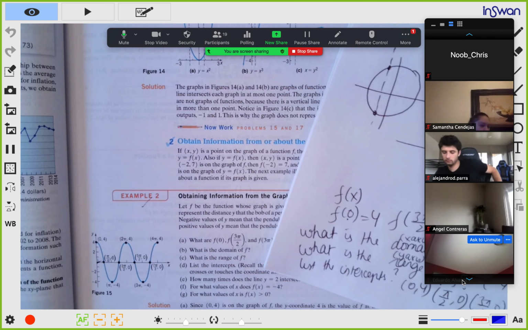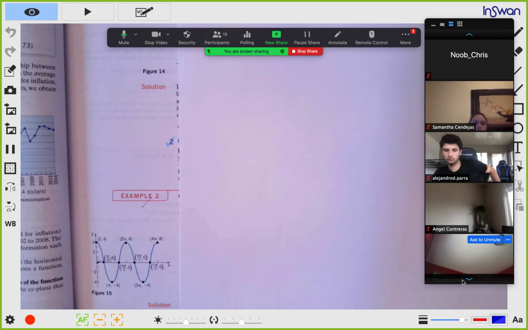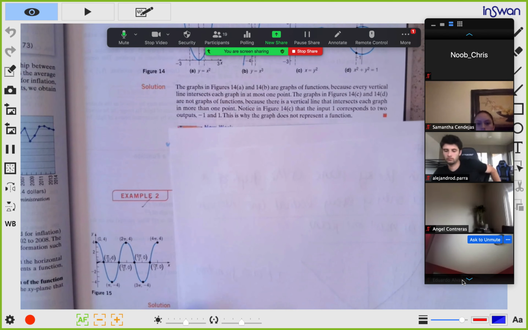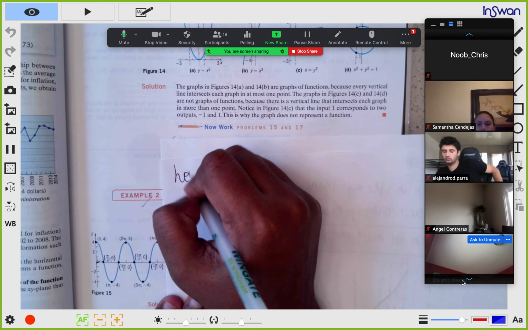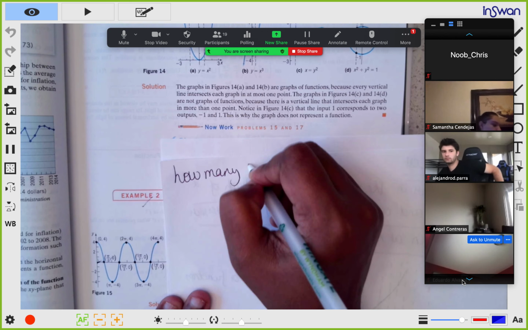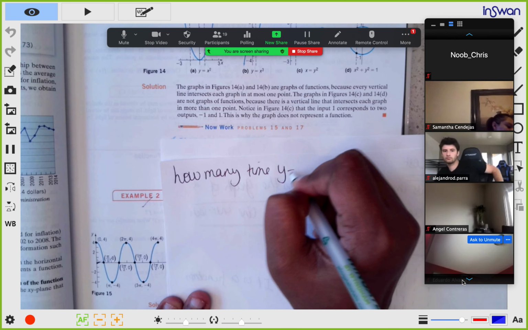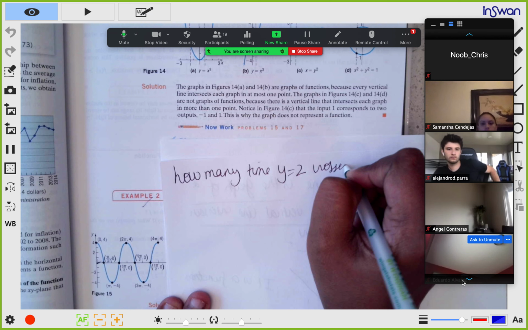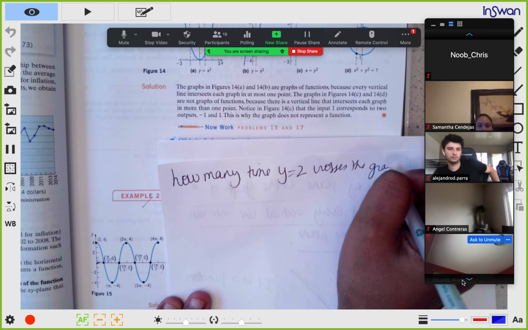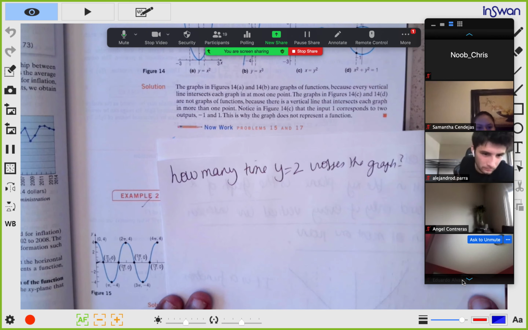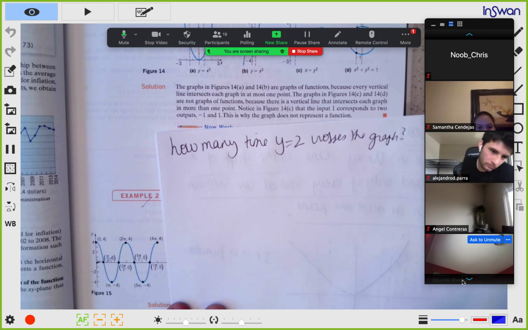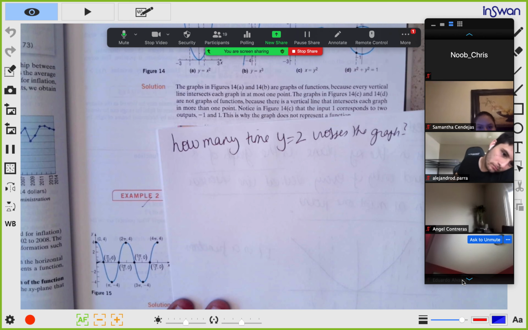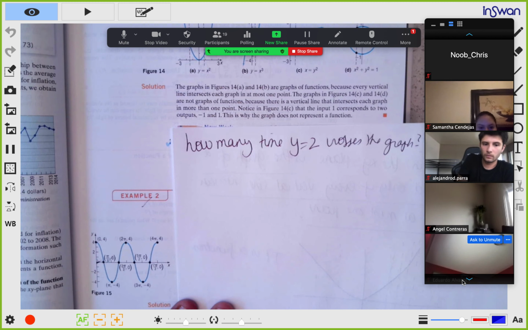Okay, next question they ask is how many times does y equals 2 cross the graph? Y is equal to 2. If I draw a y equals 2 line, how many times will it touch my graph? Anyone?